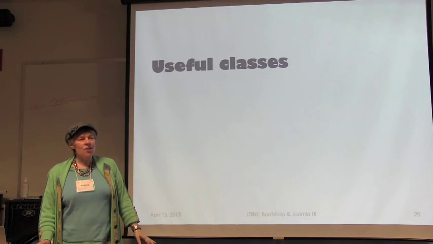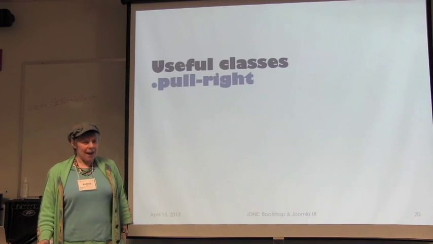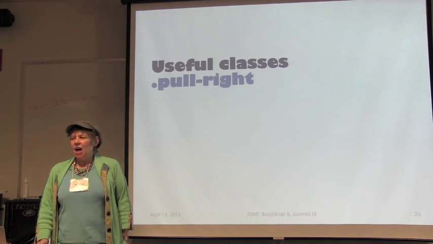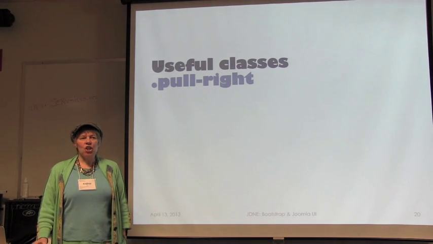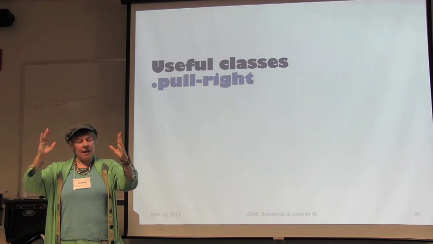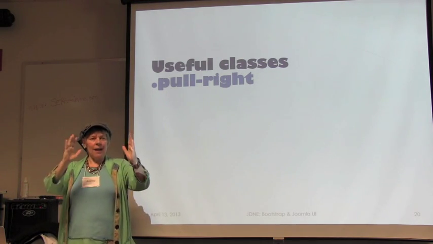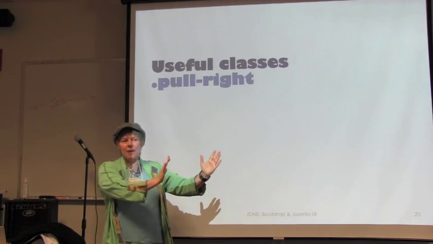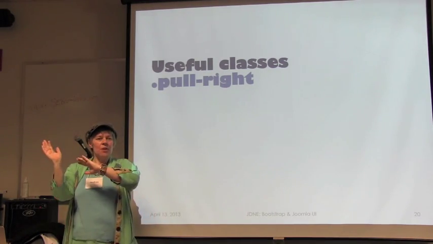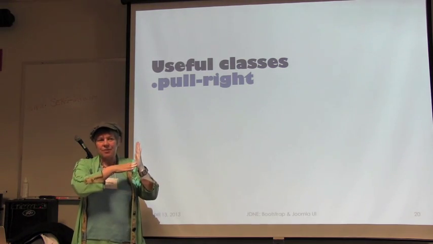Okay. It also has just some useful classes, some utility classes. Pull right is a nice one. We were talking earlier about that image that we showed up there, and Brian put it in there, and he said it was going to pull right. And so it did the nice little float right, which we're all used to, but we know that if you put a float right on there, the text just kind of jams up next to it.